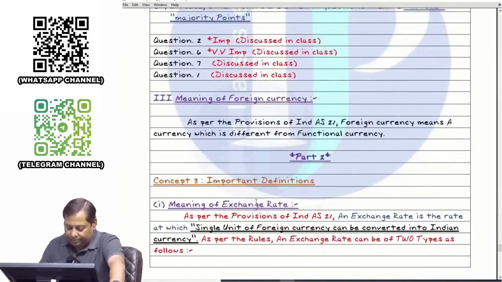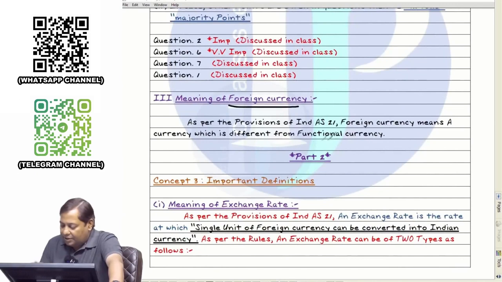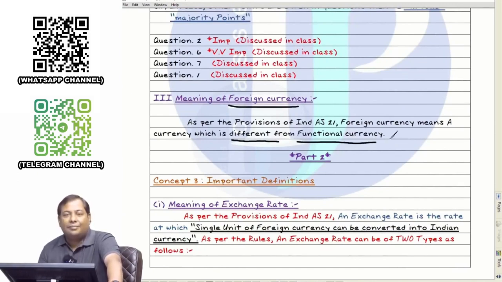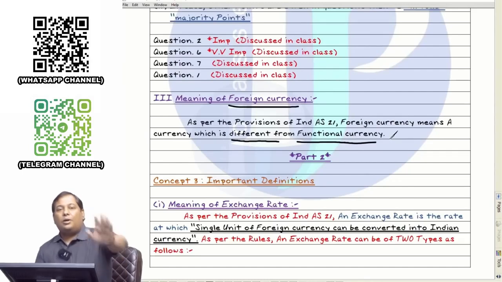I made you write the meaning of foreign currency. Here it is. What kind of currency is this that's different from your functional currency? Reporting currencies are your functional currencies. It is your foreign currency. The entire lecture is based on the explanation of currency.